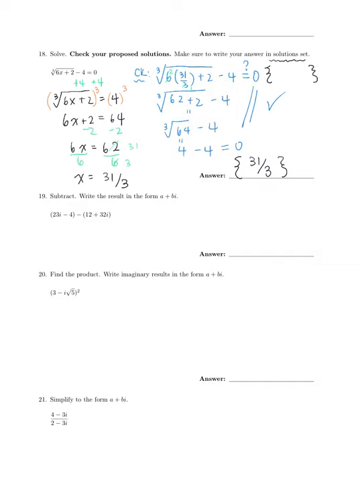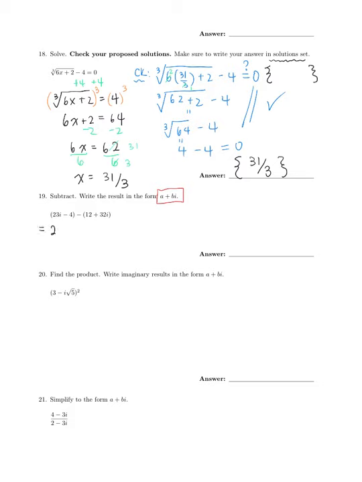All right, now let's go to the next one. Subtract, write the result in the form, be careful here, a plus bi. Right? So I want the real part first and then the imaginary part last. Okay? So let's take a look at this. This is not too bad because all you have to do is just combine. Think of it as combining like terms.